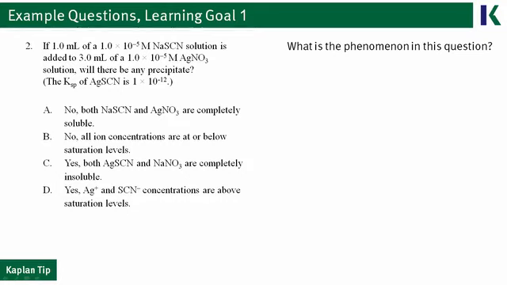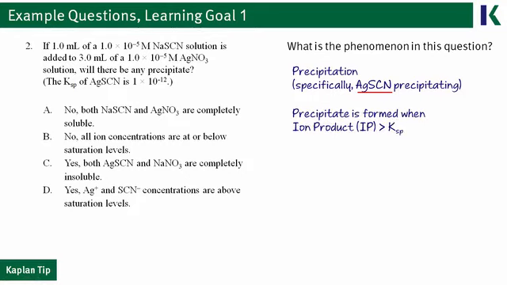Does it happen or not? The phenomenon here is precipitation, specifically of this silver thiocyanate, which you don't even need to know the name of, but AgSCN. In order to answer this question, you need to know in what situations do things precipitate. And you may already know this, but precipitation happens when the ion product, or the product of concentrations of ions, is greater than the KSP of the solid product of those ions.